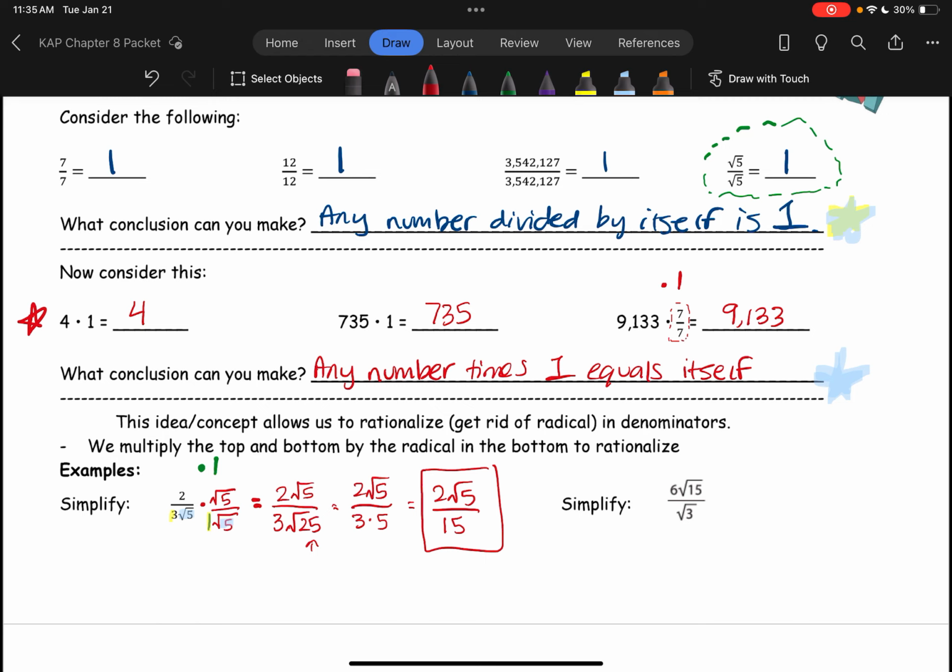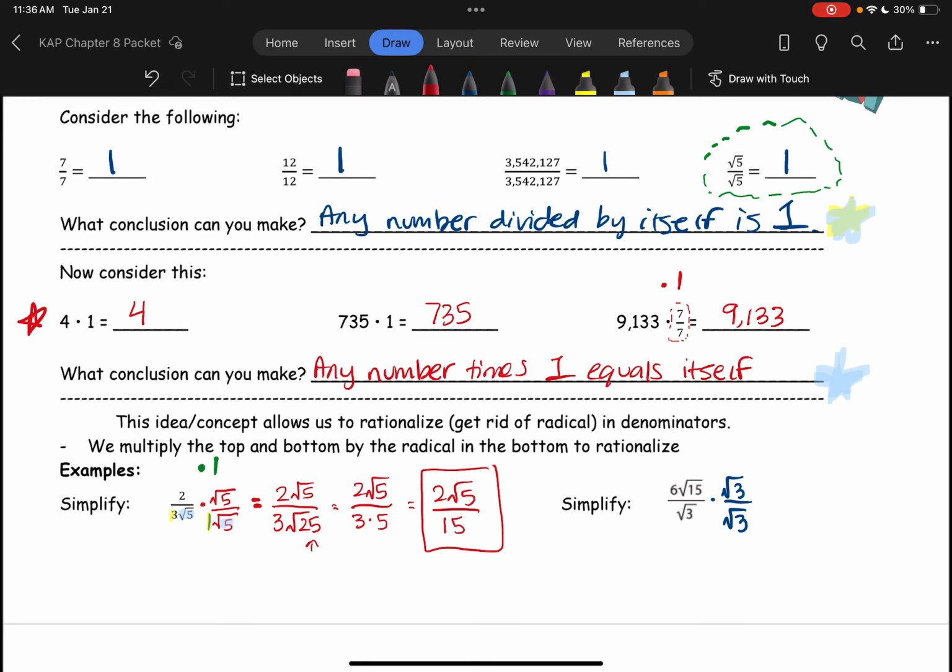So to recap, anytime you want to rationalize a denominator, which is what we do when we're trying to get rid of the square root in the bottom, you multiply the top and bottom by that square root that you found in the denominator. Let's practice with another one. If I see 6 times the square root of 15 divided by the square root of 3, I can't have square roots in the denominator. To simplify, we multiply the top and bottom by the square root found in the bottom, so multiplying top and bottom by root 3.